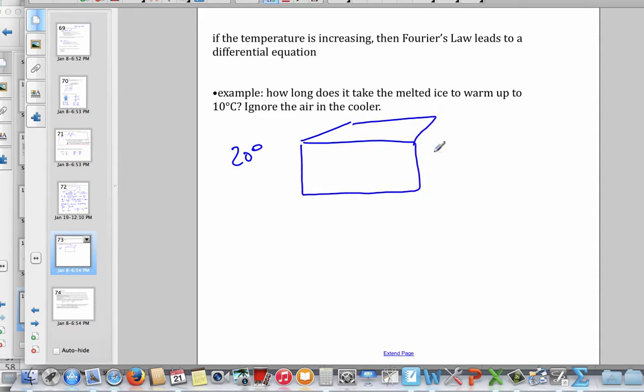We'll ignore the air in the cooler, because air has a pretty small specific heat capacity. And now we're dealing with some water in here, because the ice is already melted. And this water is going to be at a variable temperature that's going from 0 up to 10 degrees. So how does that change things? Well, we see that the temperature difference is now going to be 20 minus T. It's a variable now, because when the water is at temperature T, the difference is 20 minus T.